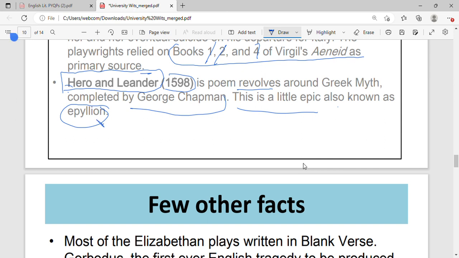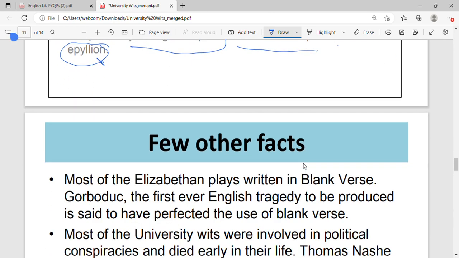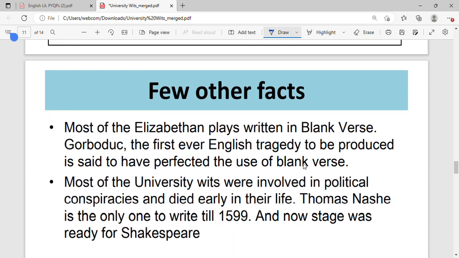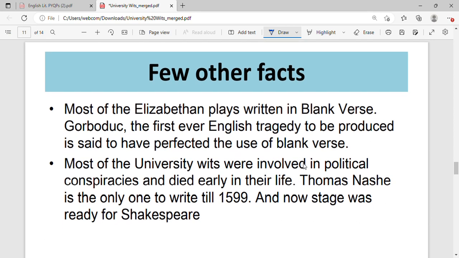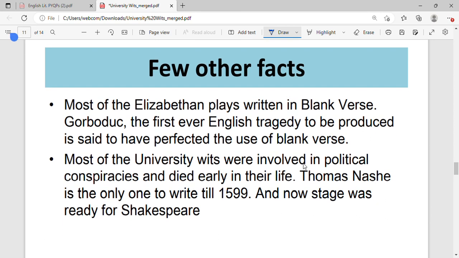Now, very soon we will be doing the MCQs. So keep remembering these details as well. Few other facts. Most of the drama was written in blank verse. During this time, as I said, Gorboduc was the first one which started this tradition of writing in blank verse, right?